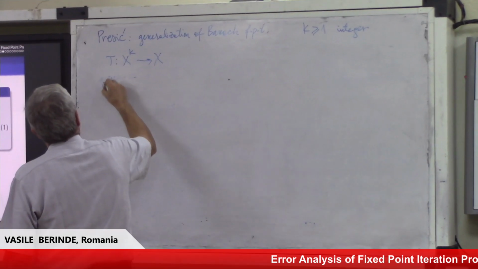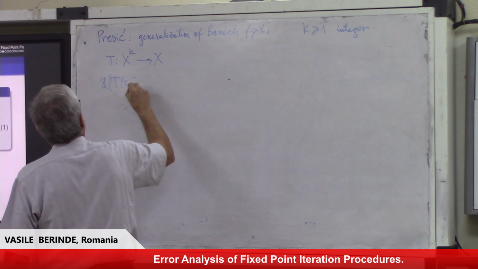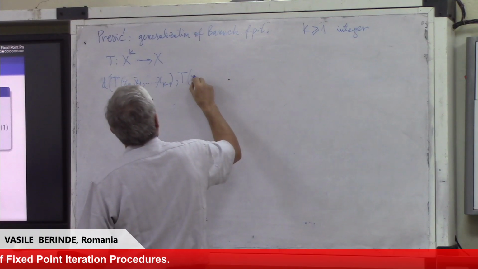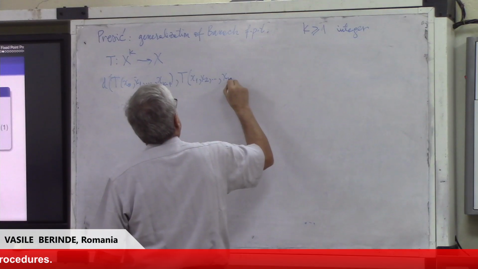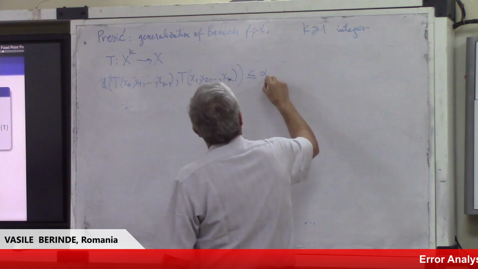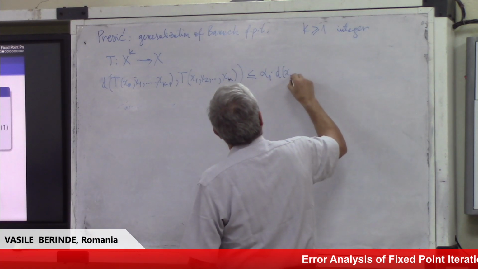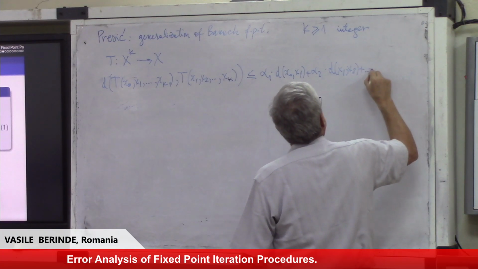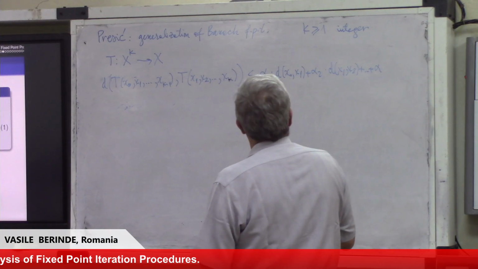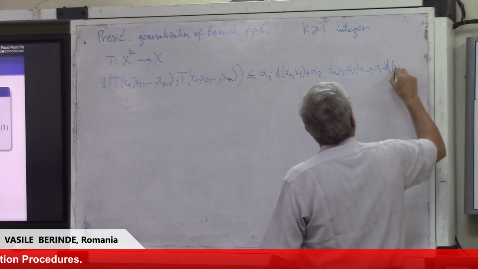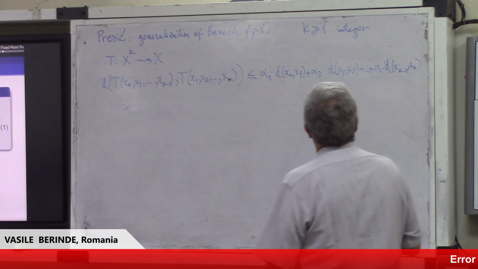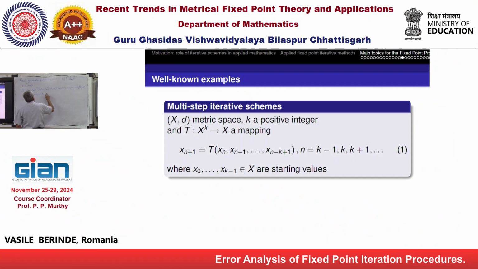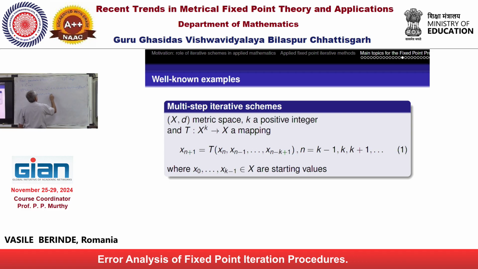And he wrote the definition in this way: the distance between T of (x1, x2, ..., xk) is less than alpha 1 times the distance between x0, x1, plus alpha 2 times the distance between x1, x2, and so on, up to alpha k times the distance between x_{k-1}, x_k, and this constant, let's say alpha, is less than 1.